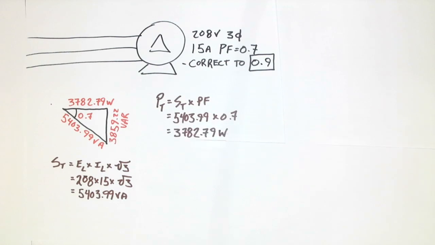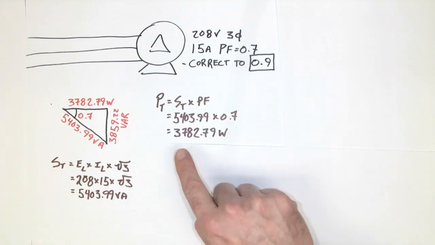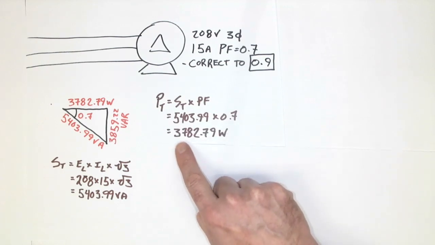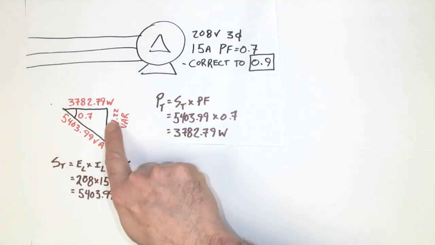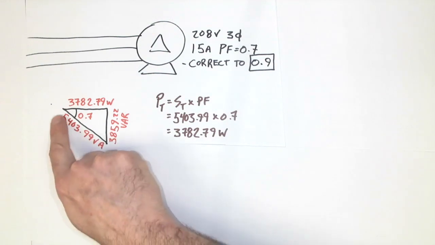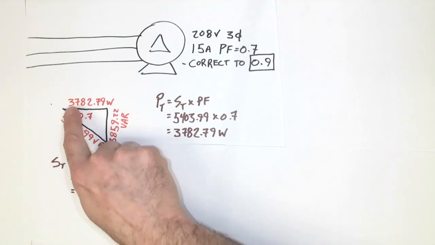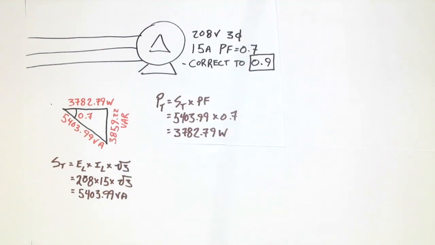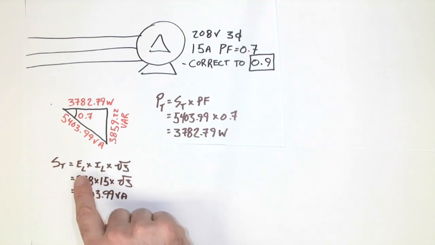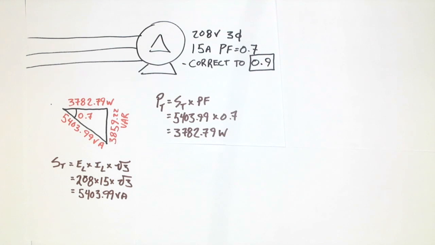My preference typically is to utilize this formula here. Now remember, when we're just dealing with the triangle, there is no root 3 that I need to apply when I'm going from VA to watts to VARs. It is only when we are determining the initial value of VA from the line voltage and line current that we need to use root 3.